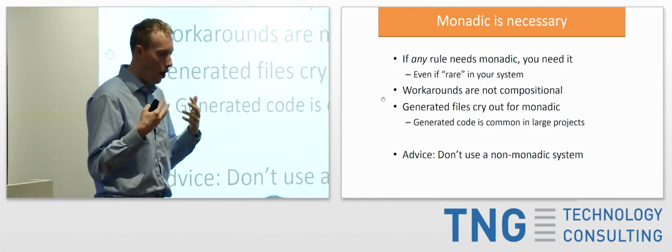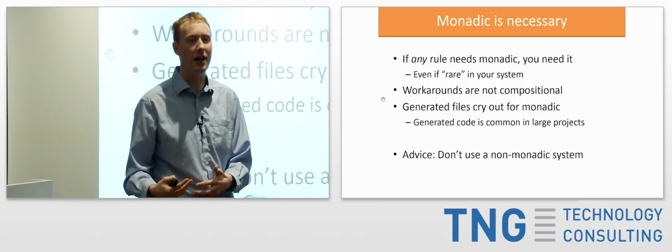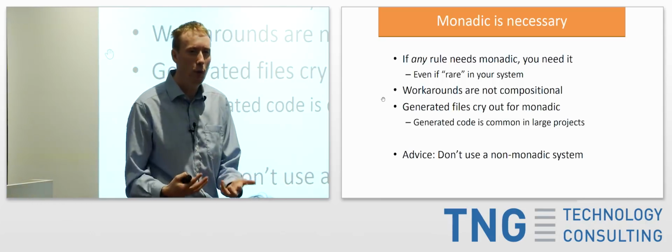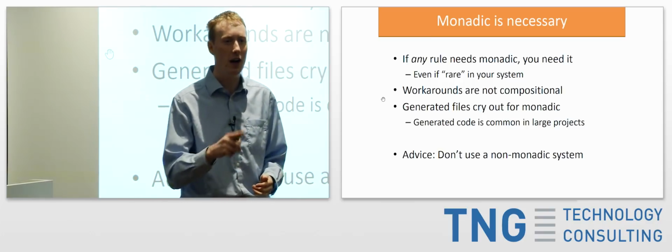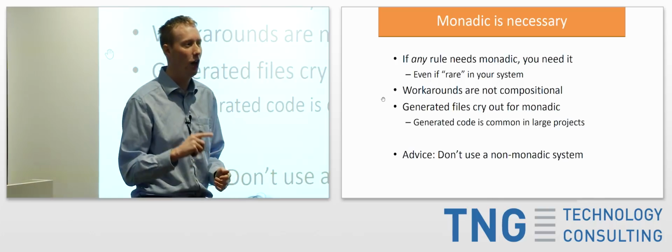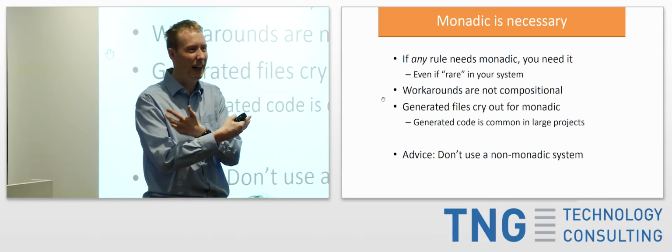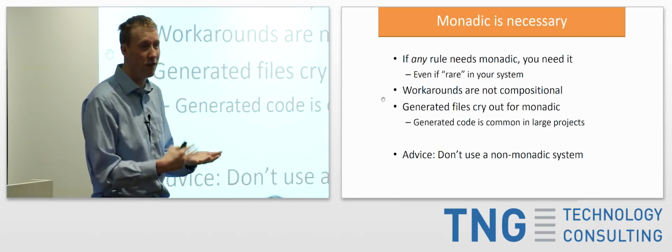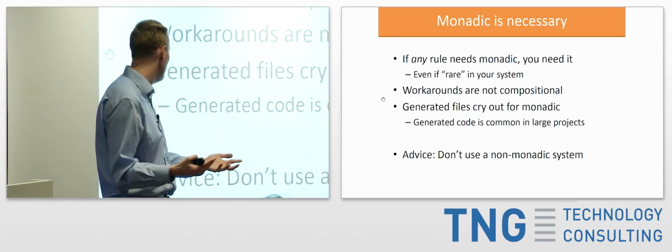So people have spent a long time writing build systems without the power of monadic dependencies, which is really weird to me, because as soon as you have any rule in your build system that requires a monadic dependency, if you don't have a build system that can support monadic dependencies, basically everything starts going pretty pretty fast. The workarounds aren't compositional. The generated files, they just don't really work.